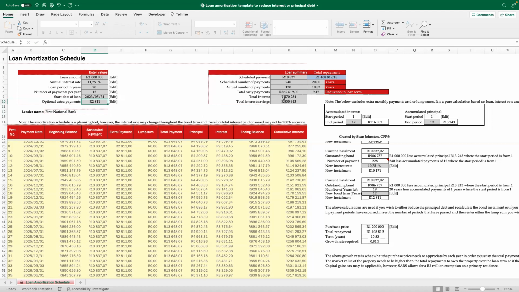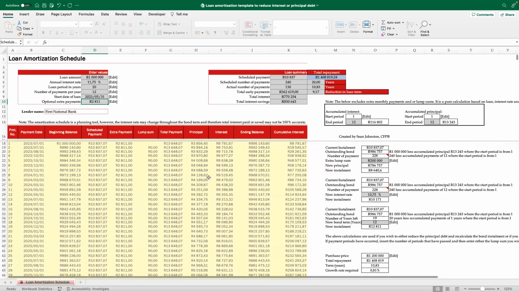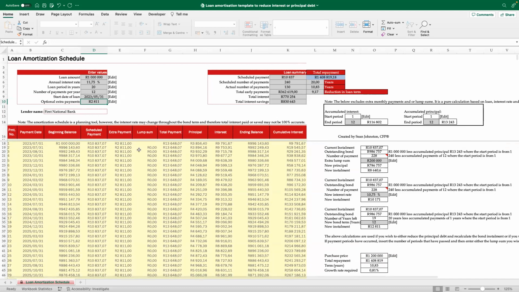Obviously, by putting extra money in, you've saved an extra portion of interest that you would have paid if you'd not done that. But this whole exercise here is to see the feasibility of a primary residence, to justify, should I buy this primary residence? If I want to pay it off in a certain amount of time, how do I do so? And this is the template that you would use to forecast that for you. The only thing that it can't do, obviously, because it's in the future, I've made a note here. The amortization schedule is a planning tool. However, the interest rate may change throughout the bond term, and therefore total interest saved may not be 100% accurate. This total interest saved here is based on 11.75%.